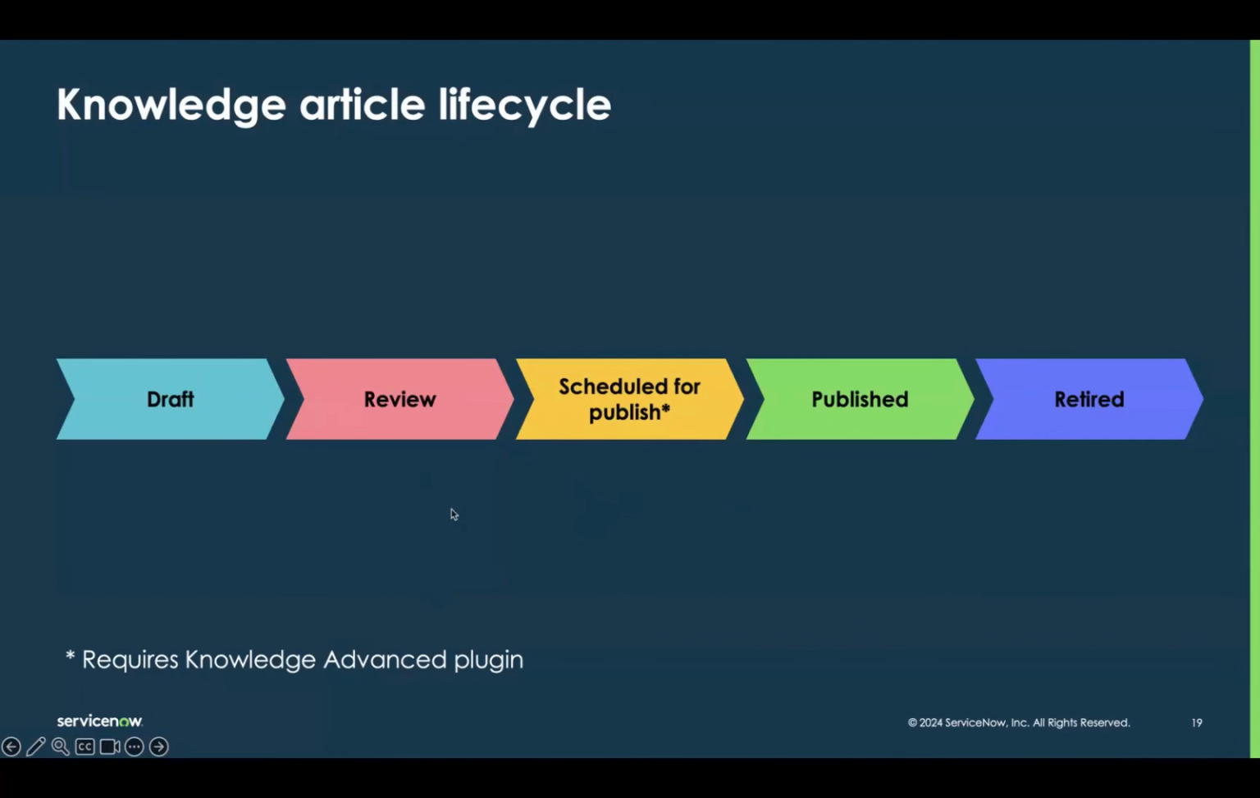If you're not using approvals, you may not have review. You may not be using scheduled for publish. That's one that we have in there with the Knowledge Advanced plugin. So you might just have draft, published, and retired. You might have more. Yours may look similar, but this is an out of the box one that we have, and different capabilities that we have built around it.